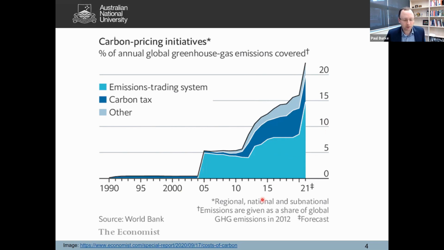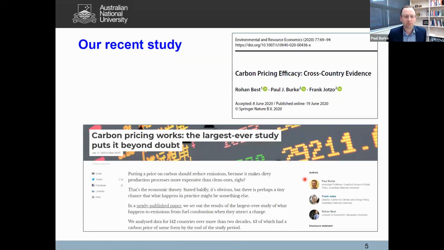However, this is a graph that was in The Economist earlier this year. Coverage has been heading upwards, and a big step will come when China's national emissions trading scheme is fully launched within coming months. Other countries have also been introducing carbon prices in recent years. For example, Singapore and South Africa both introduced carbon taxes in 2019. So there has been adoption, although most emissions and most countries are still not subject to carbon pricing.